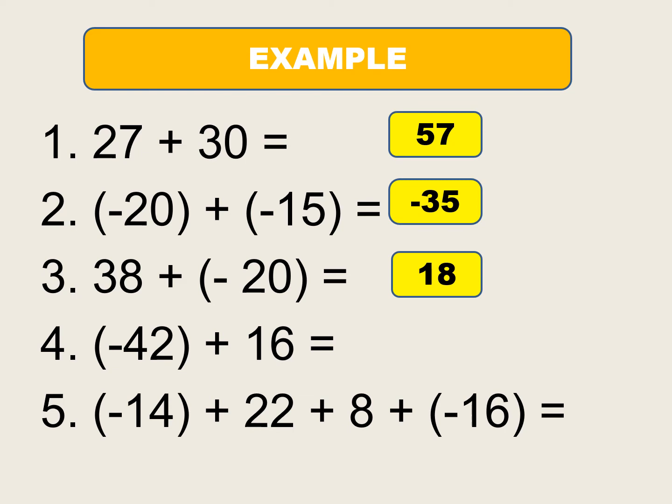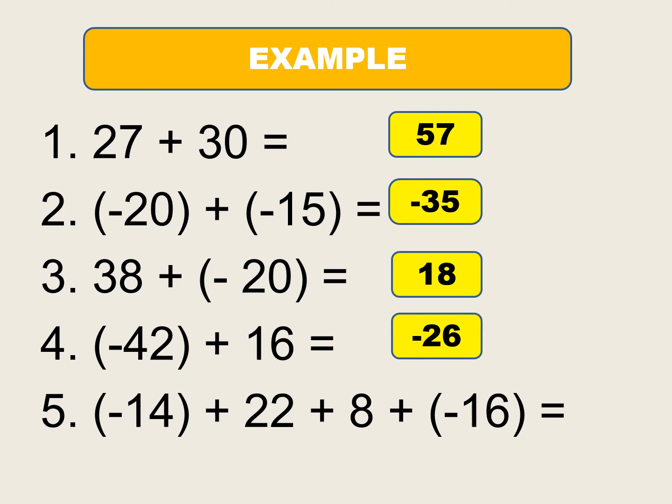Number 4, negative 42 plus positive 16. Again, they have different signs. So you're going to subtract. So negative 42 plus 16, the answer is negative 26. The larger number is negative, so the result is also negative. So the answer there is negative 26.